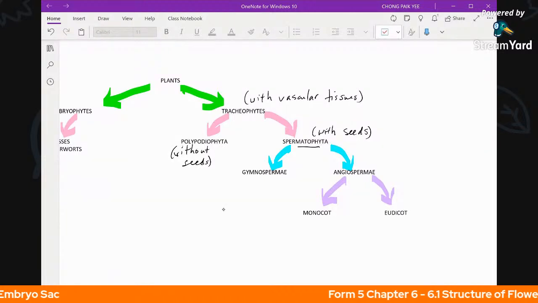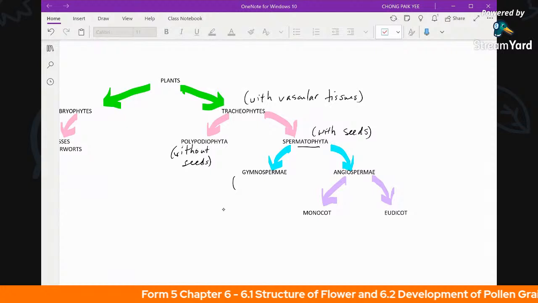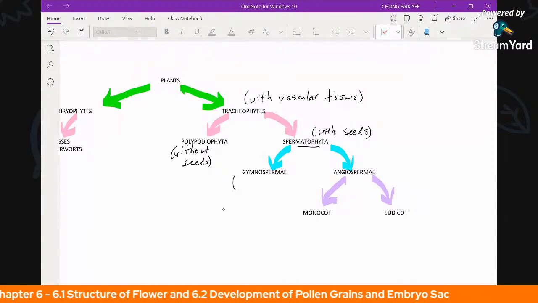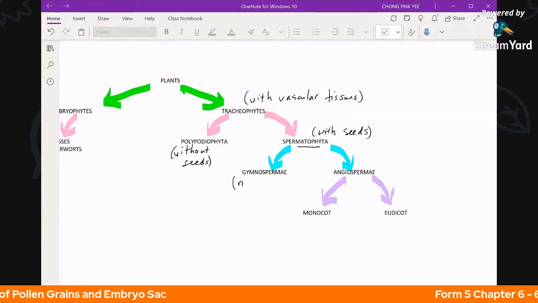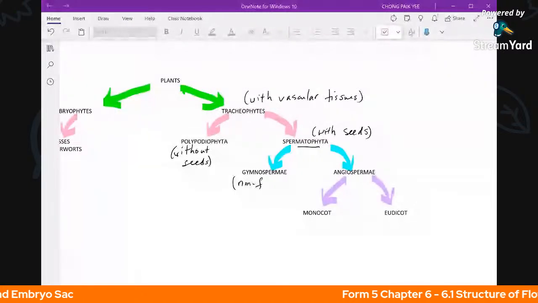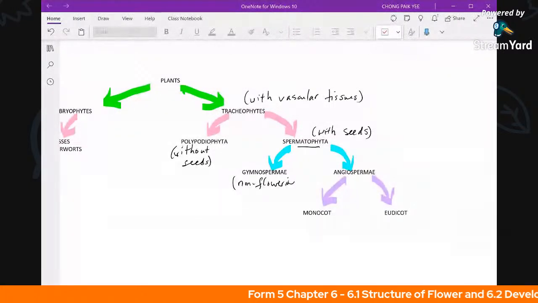So Gymnospermae, or Gymnosperms. Gymnospermae is the classification name; in general we just call them Gymnosperms. Gymnosperms are those plants that do not flower. That means non-flowering. Non-flowering plants are called Gymnosperms.